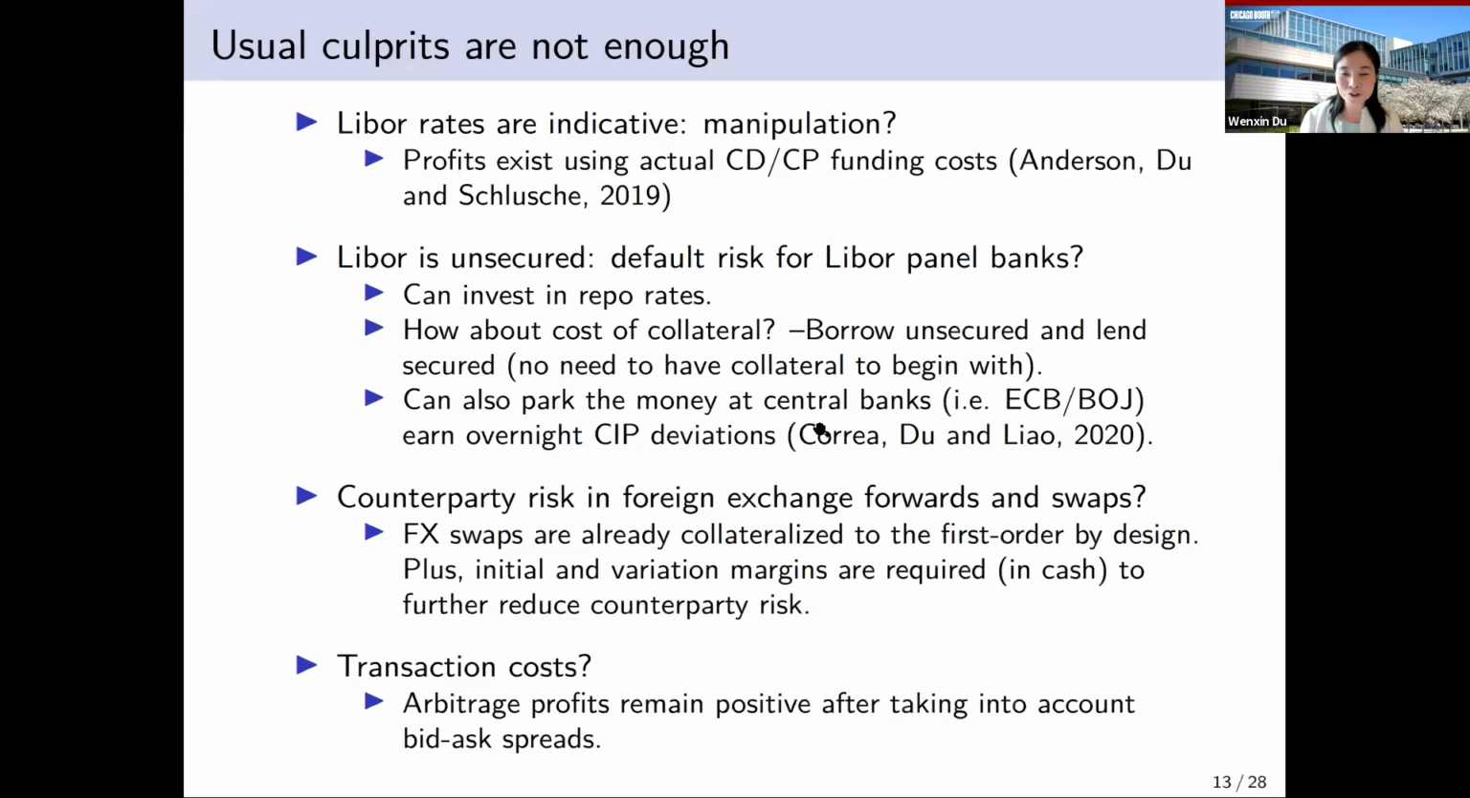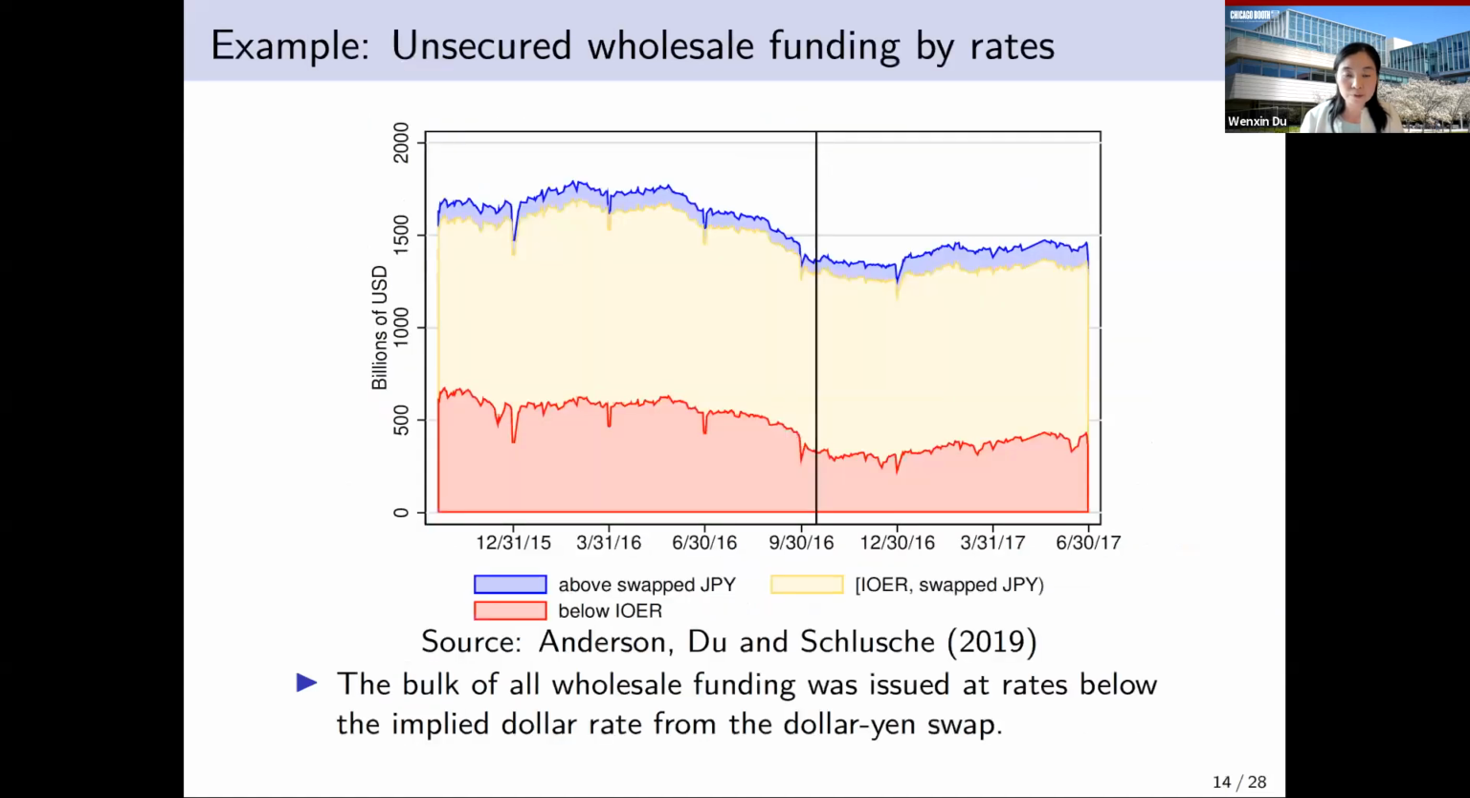Plus, on top of this generic first order collateralization, there's also initial and variation margin required, posted in cash, to further reduce counterparty risk. So the magnitude of counterparty risk is negligible in these markets. And finally, transaction costs we can address easily just by taking very conservative estimates of the half bid-ask on every single leg, and still arbitrage profits remain, okay?